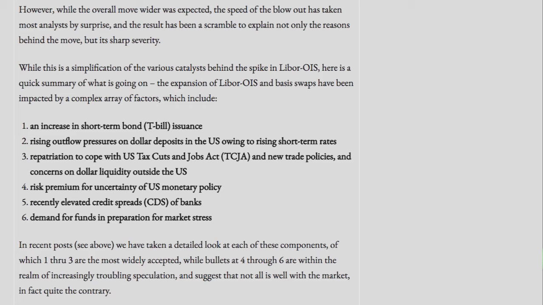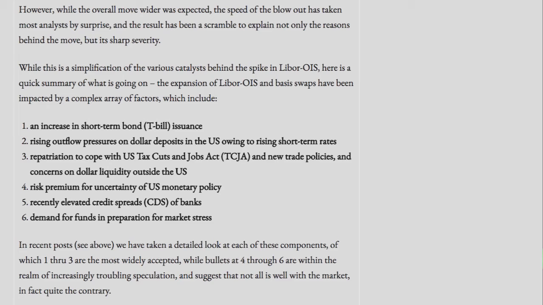While this is a simplification of the various catalysts behind the spike in LIBOR OIS, here is a quick summary of what is going on. The expansion of LIBOR OIS and basis swaps have been impacted by a complex array of factors, which include 1. An increase in short-term bond T-bill issuance. 2. Rising outflow pressures on dollar deposits in the U.S. owing to rising short-term rates.